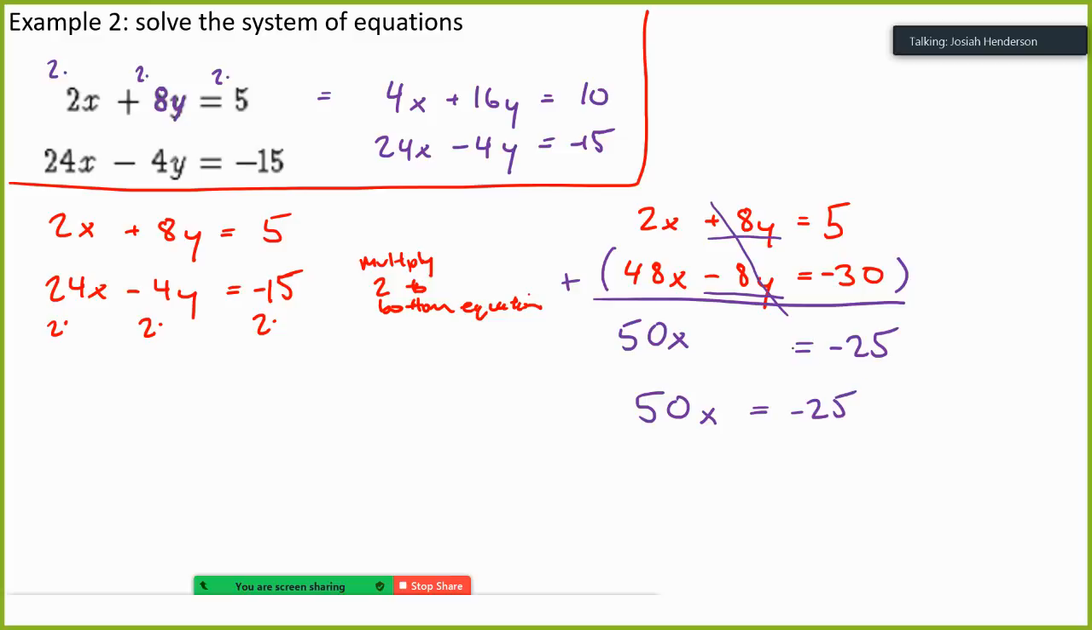Who can help me out with this one? What's our last step to get x alone? Should I subtract 50 both sides? Should I divide 50 both sides? Divide 50 both sides.